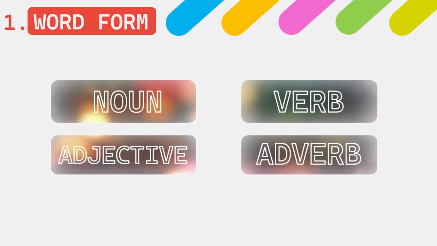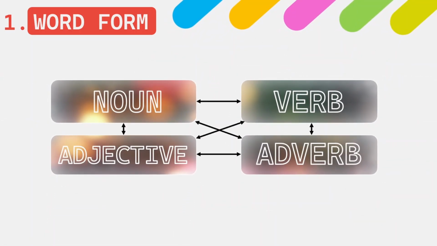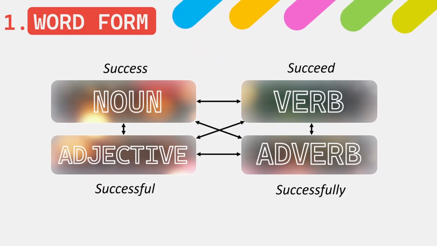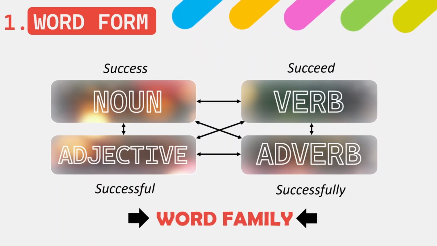These forms of word are linked to each other, which means they can transform from one to another, like success, succeed, successful, and successfully. They all are called the word family.